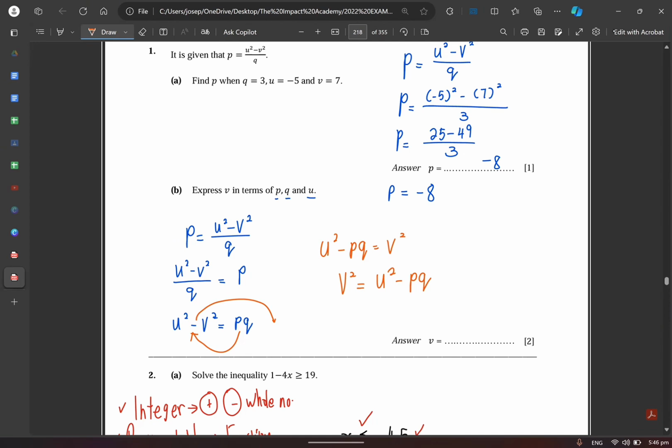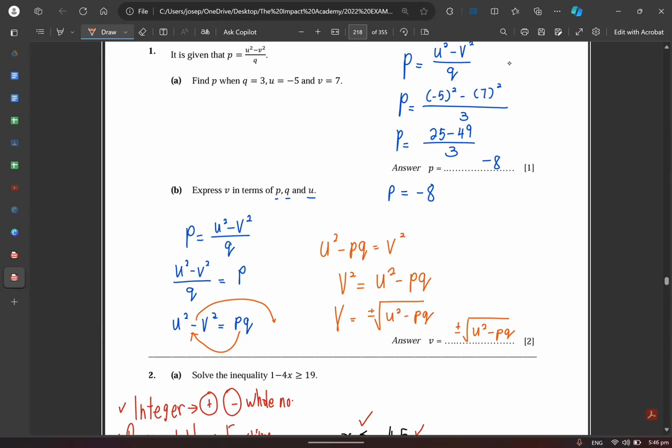Now, of course, you want to remove the square. So you just square root this. Wait, let me just rewrite first. Square root this, and then you write U squared minus PQ. Remember, there must be a plus and minus. Therefore, V is actually equals to plus minus the square root of U squared minus PQ, and therefore, this is your answer for this question.